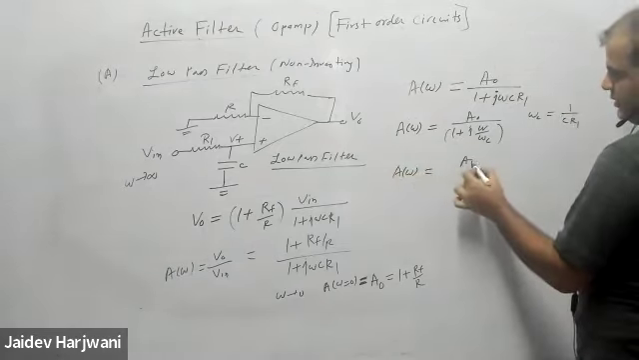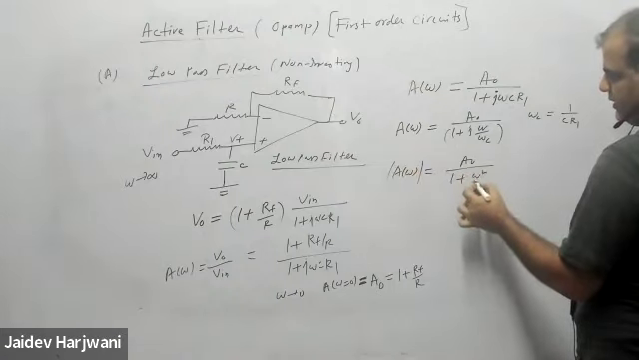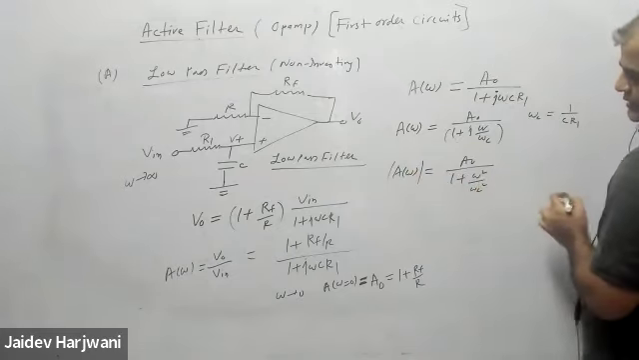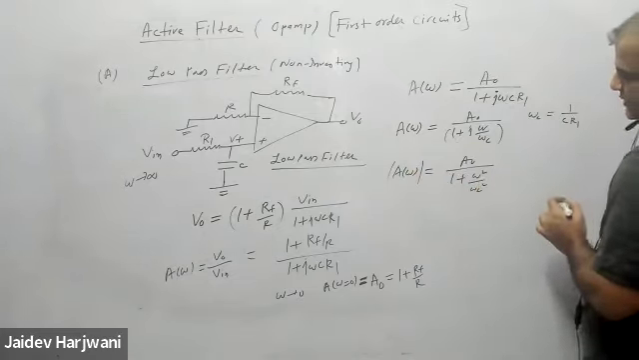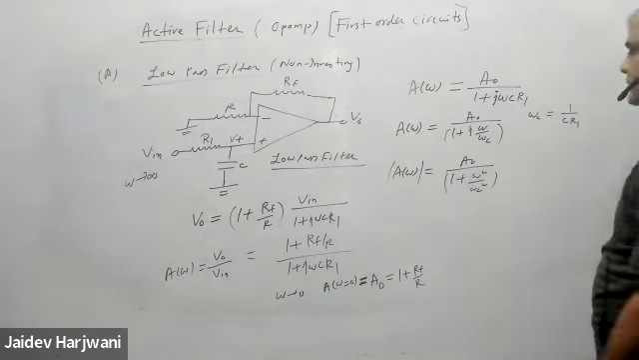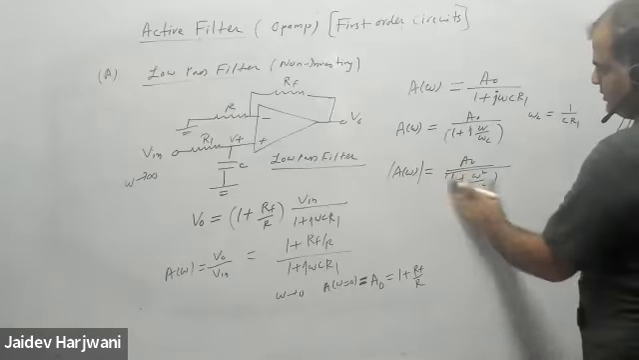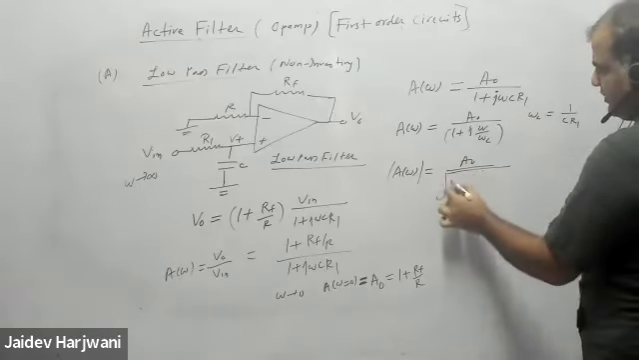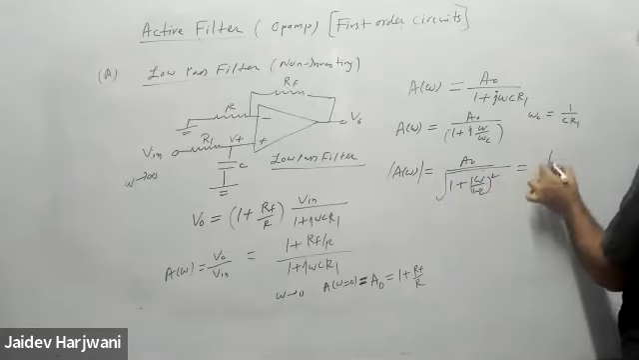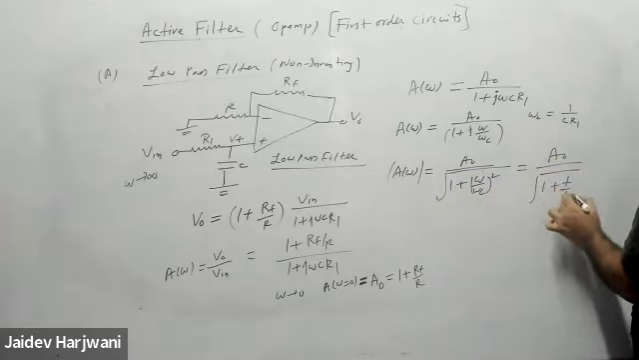magnitude will be A naught upon the square root of 1 plus omega upon omega C squared. Correct? Am I making a mistake? This was the same formula last time also, under root. Okay. So the gain formula is what? A naught upon root of 1 plus omega upon omega C squared, or A naught upon root of 1 plus f upon fc squared.